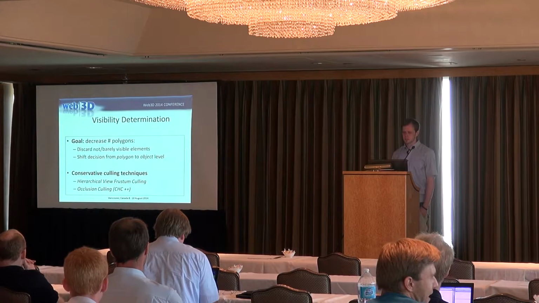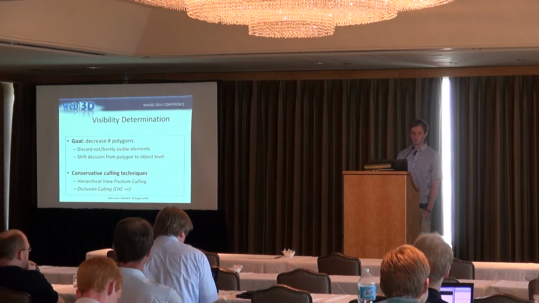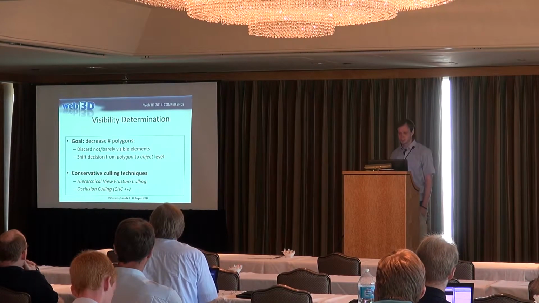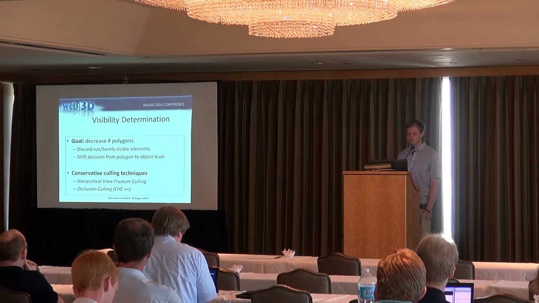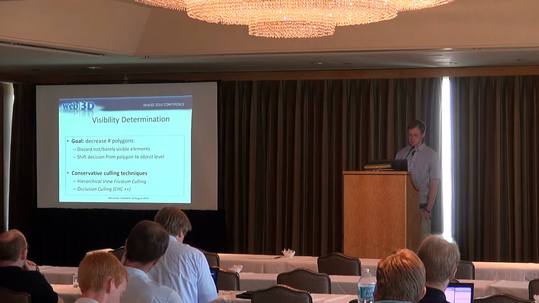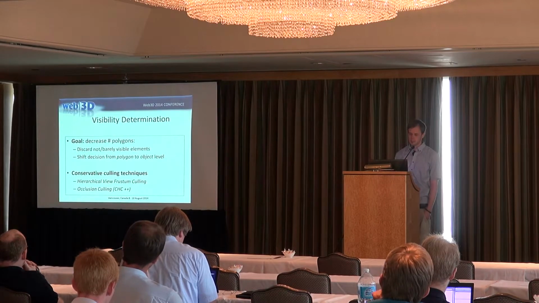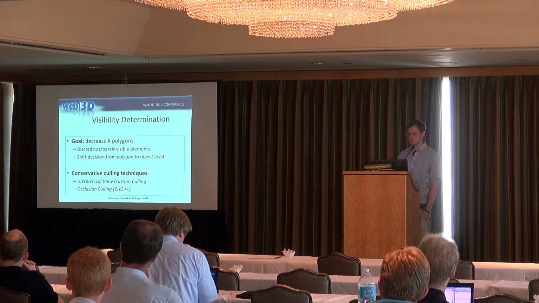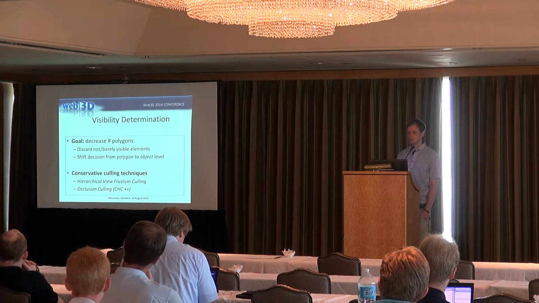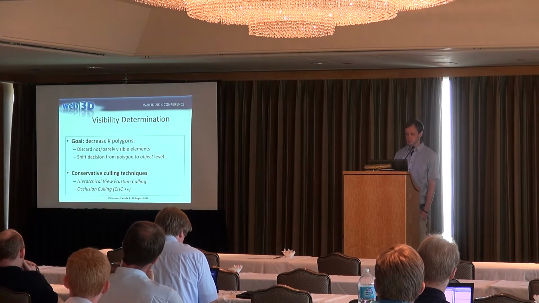So I'm coming to visibility determination, and the general goal is to decrease the number of polygons that you are rendering, which you can do by discarding not or barely visible elements of your scene. We shifted the decision level for the visibility determination from the polygon to the object level, meaning that we decide for every object in our scene if we render it or not. We evaluated two conservative culling techniques in the paper: hierarchical view frustum culling, and occlusion culling based on the coherent hierarchical culling++ algorithm.